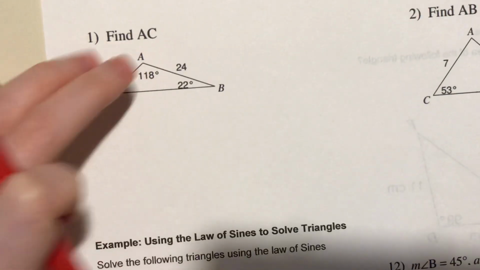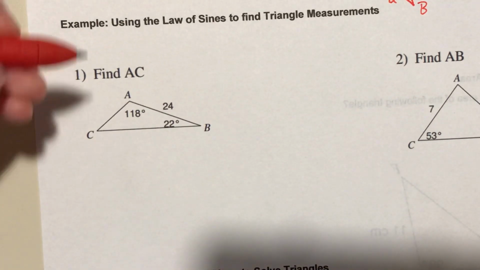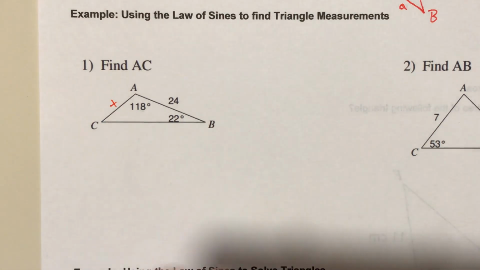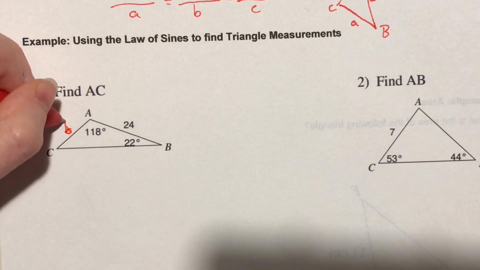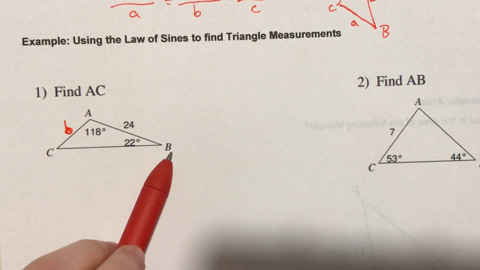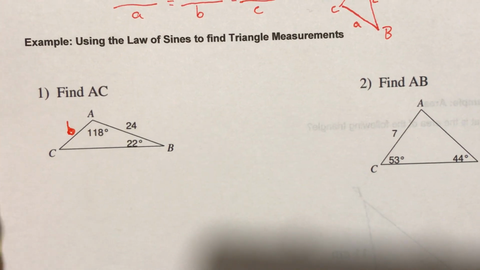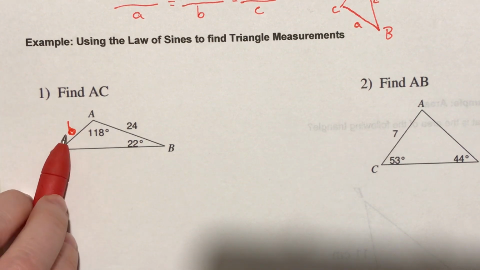The first one here is to find specific measurements, okay? We want to find AC. So that tells us we want to find side length AC. I'm going to call it X just so we have something to call it. Actually, I'll call it lowercase b. That makes more sense because it's right opposite of angle B. So what we need to do is we need to set up a proportion using the law of sines because we need to know this b right here.